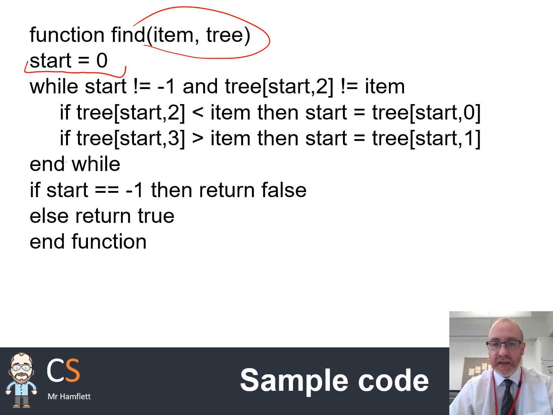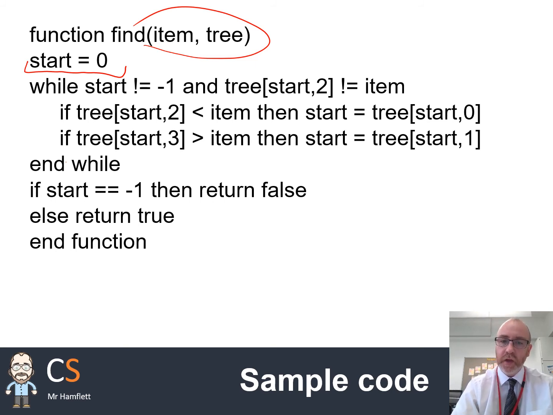Otherwise, I want to check to see whether it is equal to the item. So if the item we're looking at is equal to the thing I'm trying to look for, then I want to stop the loop and say, brilliant, excellent, I found it. There is more than one way to implement this, by the way, but this is the way I've chosen.